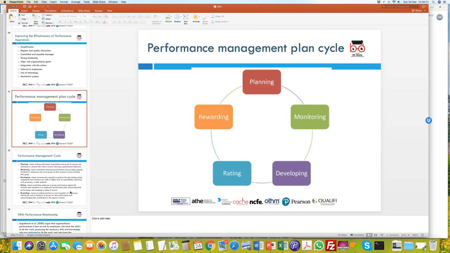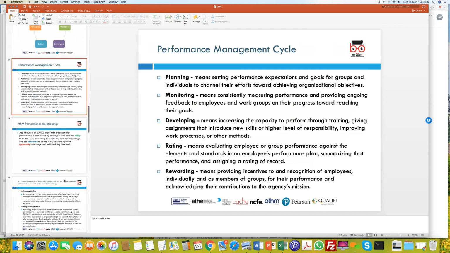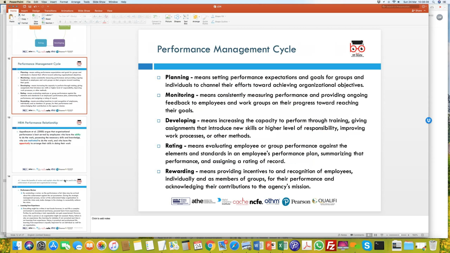Now, the process involves planning, monitoring, developing, rating, and rewarding. And I've just very briefly listed out the key things that are done in these individual 5 or 6 different parts.